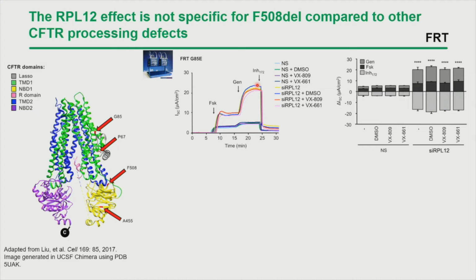However, I will note that this is very modest because we only see about 20 microamps or so total activation, whereas for wild type CFTR in this setting, we see several hundred microamps. So this is maybe on the order of something like 5% of wild type that's restored.